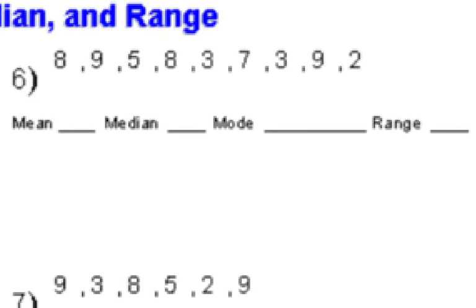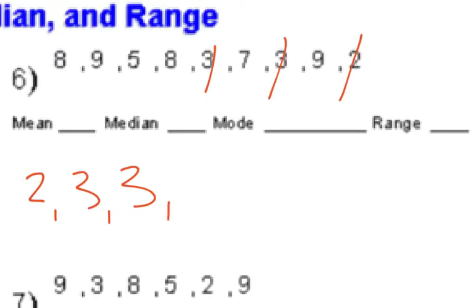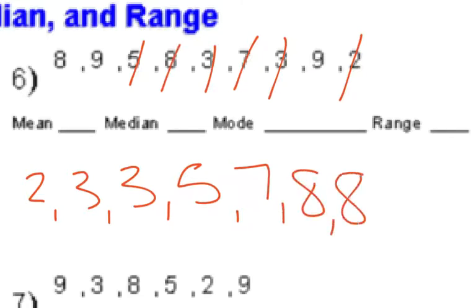Okay, so first thing I do is put the numbers in order. So I see a 2, I see a 3, I see a 3, I see a 5, I see a 7, I see an 8, I see an 8, and I see a 9, and I see a 9. So the one I see the most, well, I see 2 8s and 2 9s.